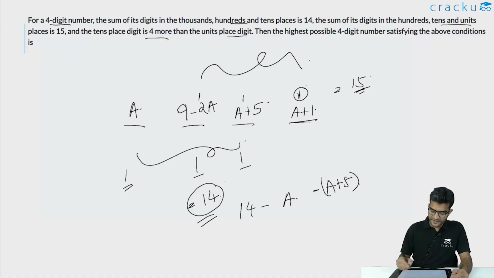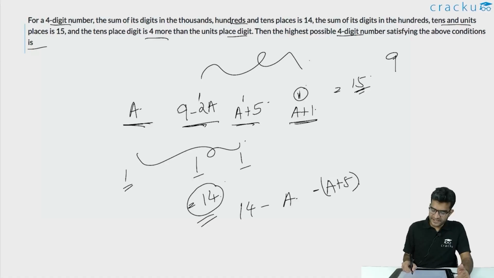Now what we are asked to find out is the highest possible 4-digit number satisfying these conditions. Now the number is of the form a, 9 minus 2a, a plus 5 and a plus 1. These are the 4 digits. So as you increase the value of a, the thousands place number increases, and so the value of the number also increases. But what is the maximum value of a? We want 9 minus 2a to also be a positive number, or at least a non-negative number. You don't want to have minus 1 or minus 2 as one of the digits.